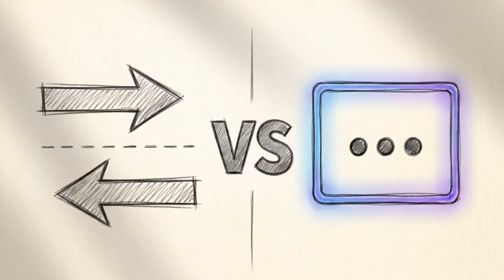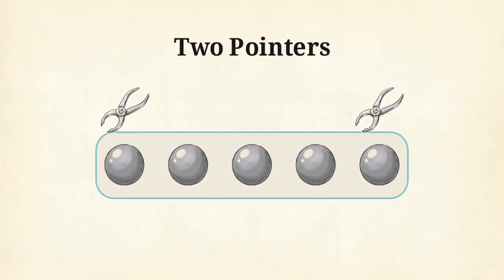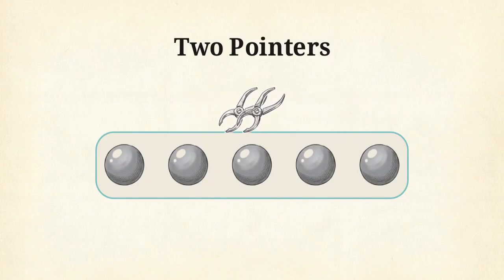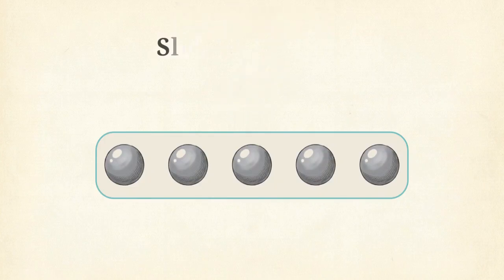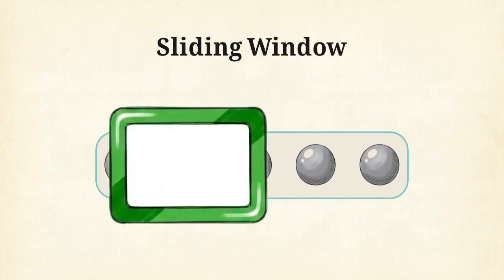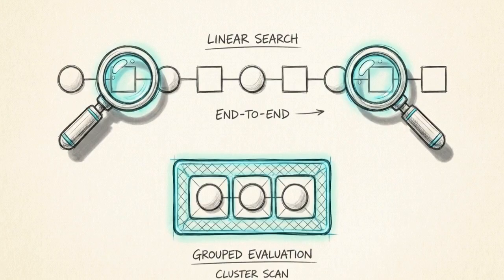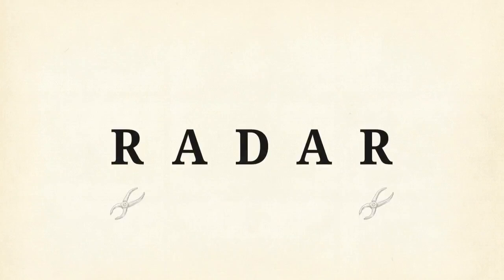It is easy to confuse this with a similar method called the sliding window. While they look similar, they serve different purposes. 2 pointers are independent. They start far apart and move toward each other based on rules, like whether a sum needs to go up or down. A sliding window is different. It's a single grouped frame that captures a block of neighboring items and slides them all together down the line. You use pointers to find pairs across the whole list, but you use a sliding window to look at a continuous section of neighbors.